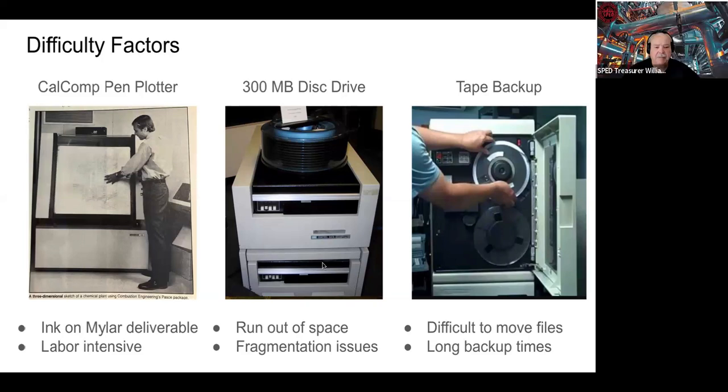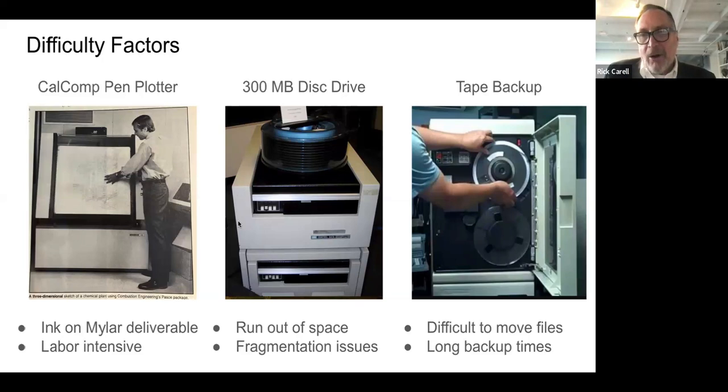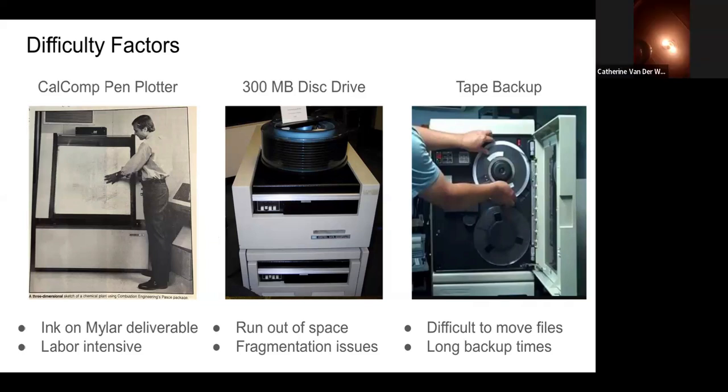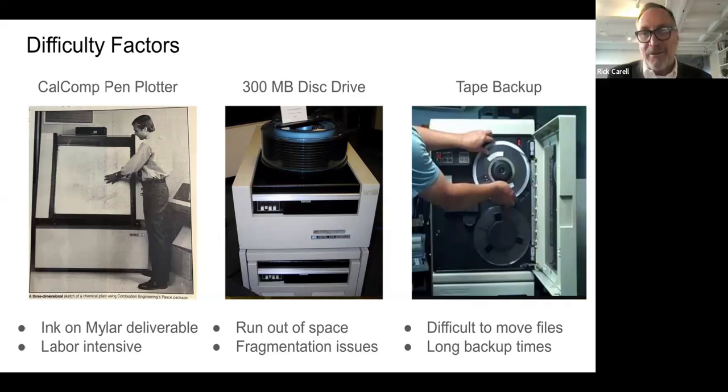Yeah, go ahead. So back then, the standard deliverable was ink on Mylar because you had a blueprint machine on every floor, right? And so you had the Calcomp pen plotter. We had a dedicated guy with the white coat. He looked like a scientist, and all he did was run the plotter. And a big E-size drawing might take 45 minutes to do. And God forbid the pen runs out of ink or something else like that.